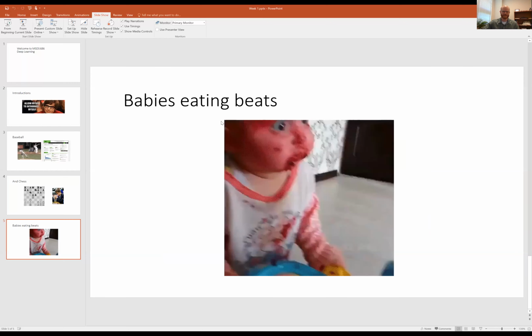Maybe it's because I have two kids at home, and I know how they eat, and I know how silly they can be. But yeah, those babies eating those beets really gets me going each time.